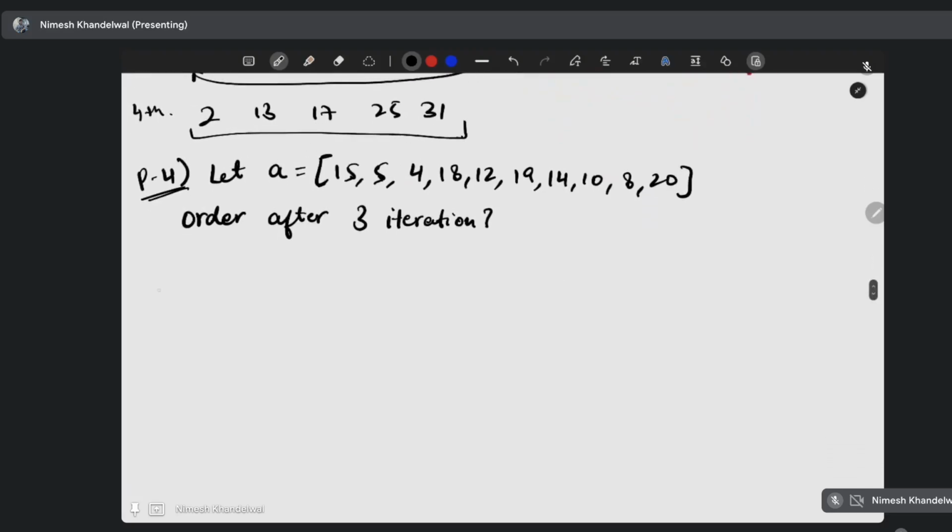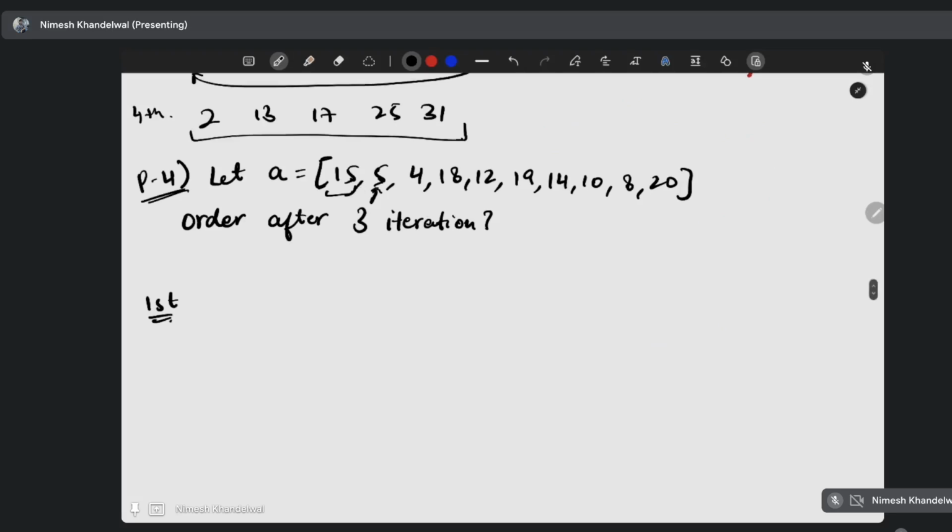So let us write what will happen after the first iteration. Since we assume that the first element is the sorted array, because a single element by itself is, by definition, sorted, right? So we take 5 and we put it at its place. So after first iteration it becomes 5, 15, 4, where this is the sorted part now, then 18, 12, 19, 14, 10, 8, 20, right? And this is the unsorted.